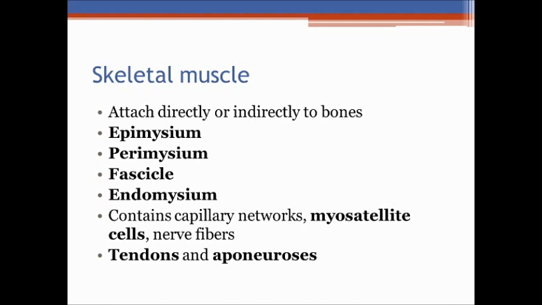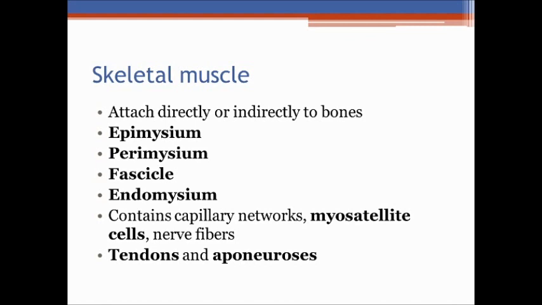All skeletal muscle is covered by epimysium. It can then be separated into fascicles or bundles via perimysium. So perimysium will cover the fascicles. Endomysium will cover individual muscle fibers. And muscle fibers are the cells of the muscular system.